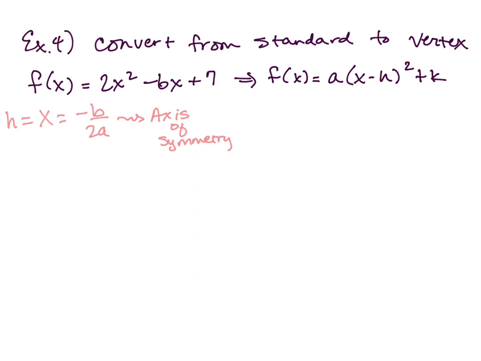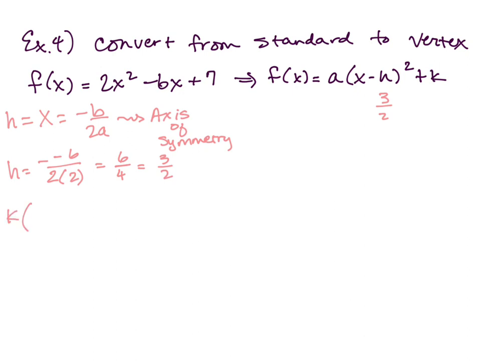Okay, so let's find it. Negative b over 2a. What's b here? Negative 6. So negative 6 over 2 times what's a? 2. Negative 6 over 4, or negative 3/2. Well, there's my h value. So in here I'm going to have x minus 3/2 already. I know that piece. How do I find k?